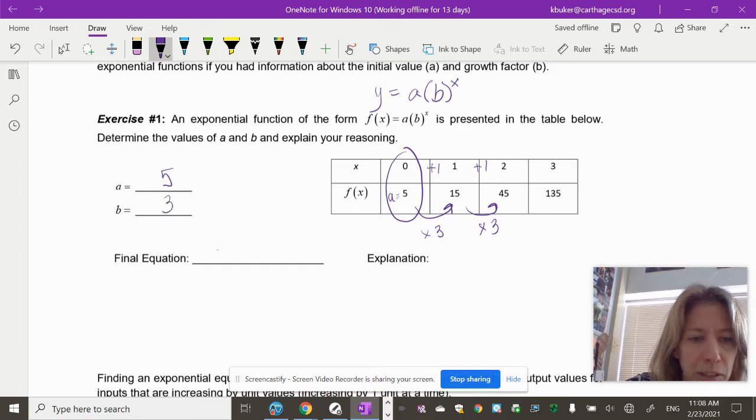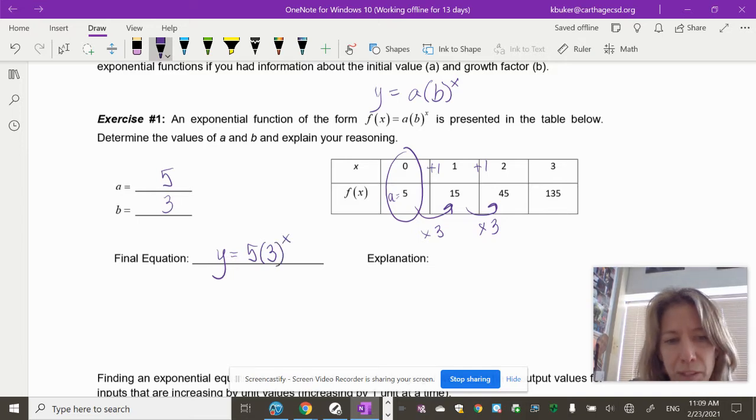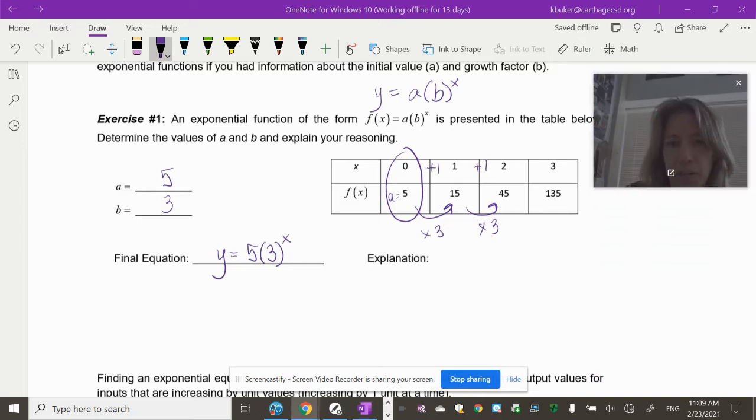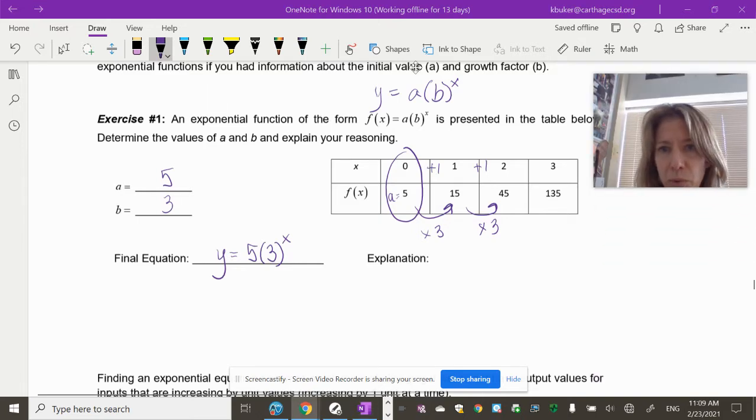So we just simply substitute in those numbers. The y-intercept is 5, which is the a value. The growth factor is 3, and the exponent is x, which also defines an exponential. Okay, I know I went through that really quick, but this should be review at this point.